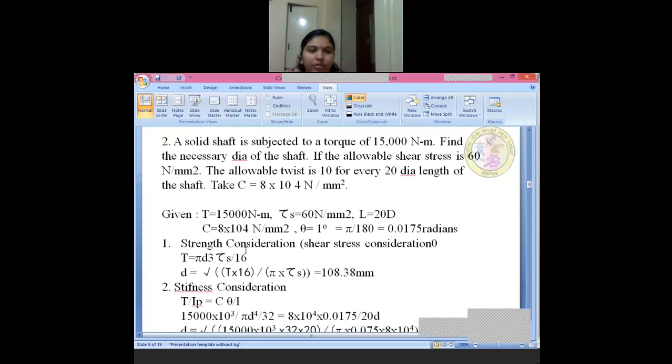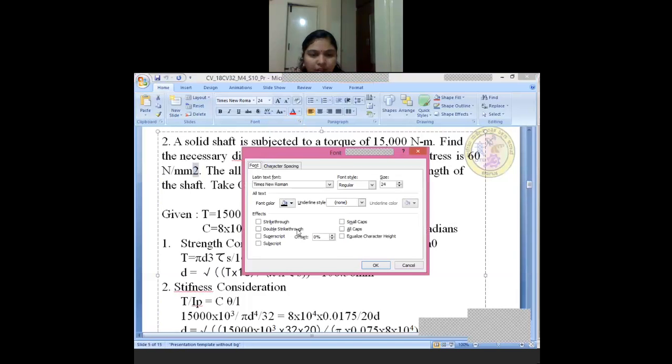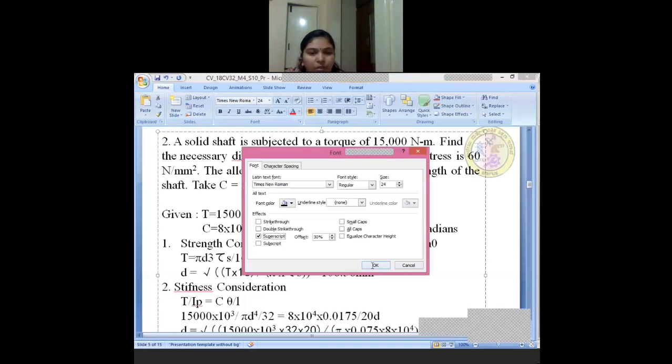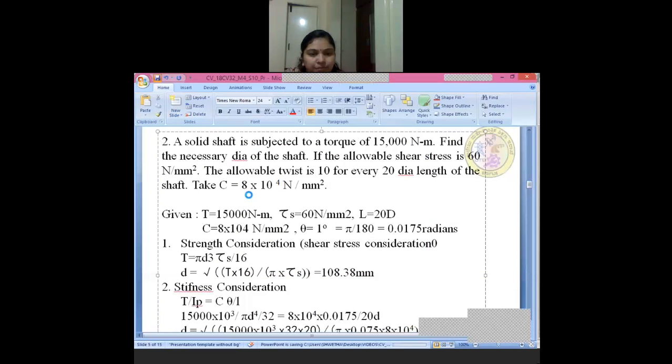So next, let us move to the next problem. A solid shaft is subjected to a torque of 15,000 Newton meter. Find the necessary diameter of the shaft if the allowable shear stress is 60 Newton per mm square, and the allowable twist is 1 degree for every 20 times the diameter length of the shaft. C is equal to 8 into 10 to the power 4 Newton per mm square.